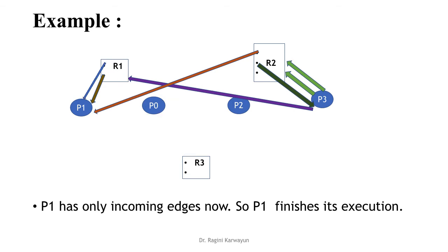Now in the next case, we have one instance of R2 freed by P0. So that instance can be allocated to P1. Similarly, R1 also can be allocated to P1. So now P1 has all incoming edges, and P1 can finish its execution.